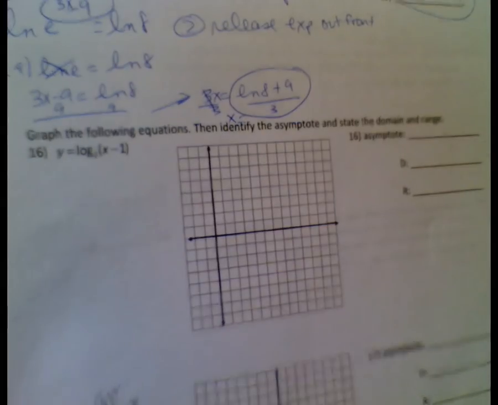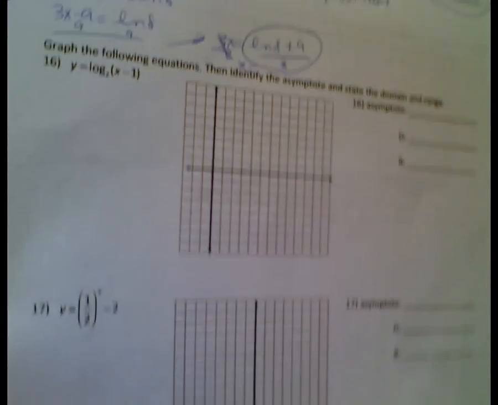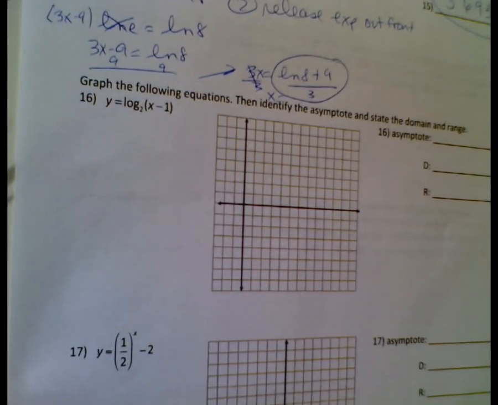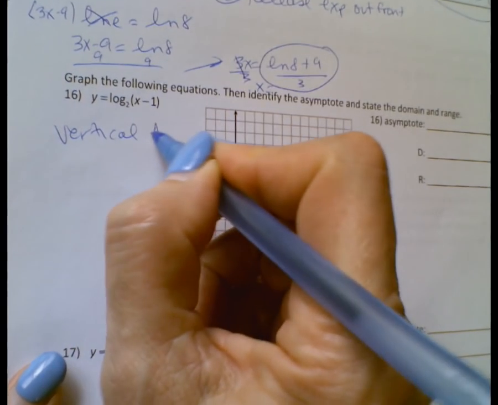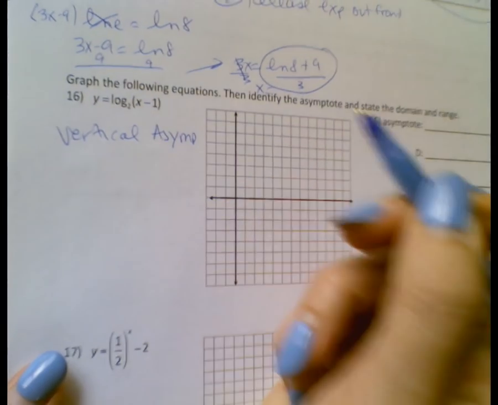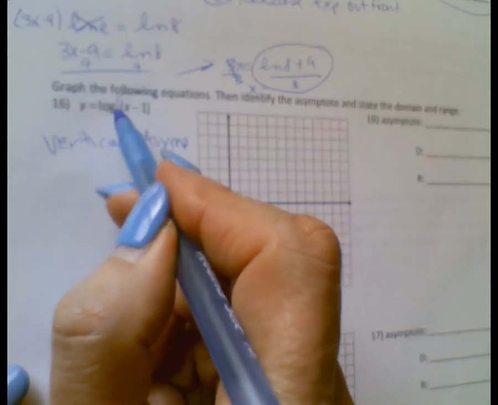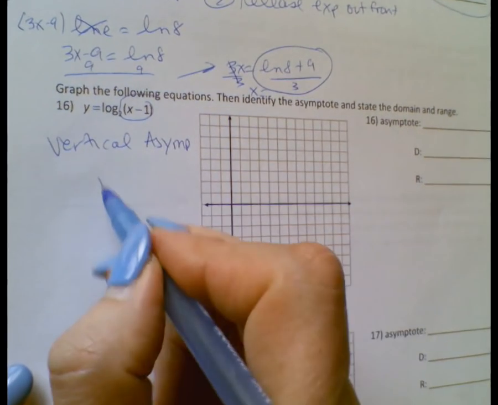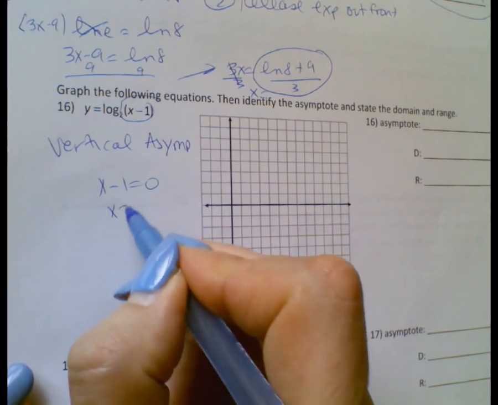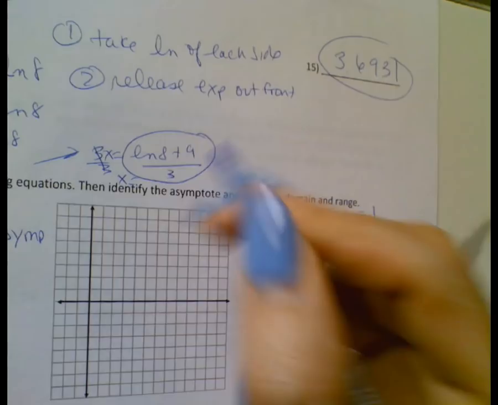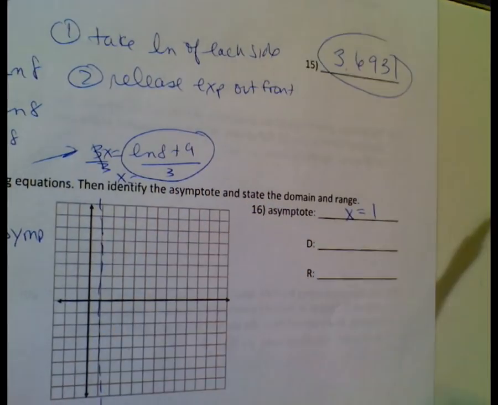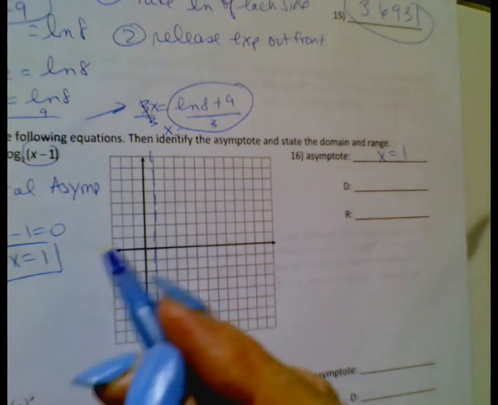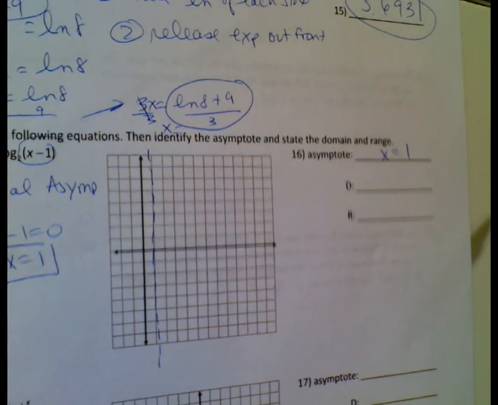All right, so for our 2 graphs, one's a log graph and one's an exponential. Log graphs have vertical asymptotes. And you can tell what it is by looking at the problem. It's this part that's inside the parentheses. So you can set x minus 1 equal to 0, and your vertical asymptote is x equals 1. Okay, and the rest of this we can just get on calculator.